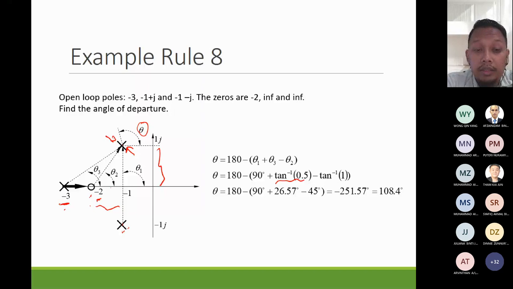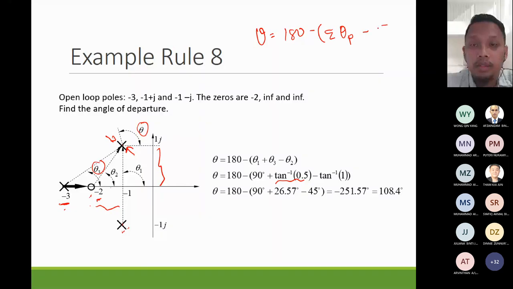And then minus tangent of this angle. Okay, tangent also. And then the formula states that angle of departure equals 180 minus the sum of angles of poles minus the sum of angles of zeros. Sum of angle of poles minus sum of angle of zero. So theta 1 and theta 3 are the angles of poles, theta 2 is the angle of zero. So that's why it is subtracted here, okay.